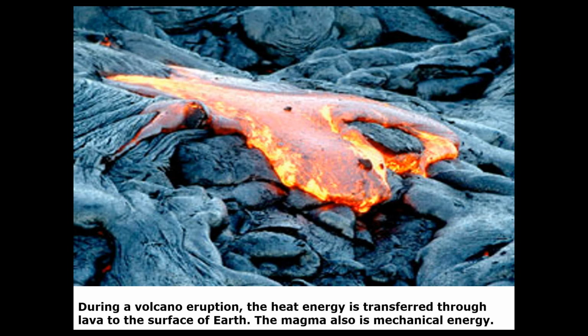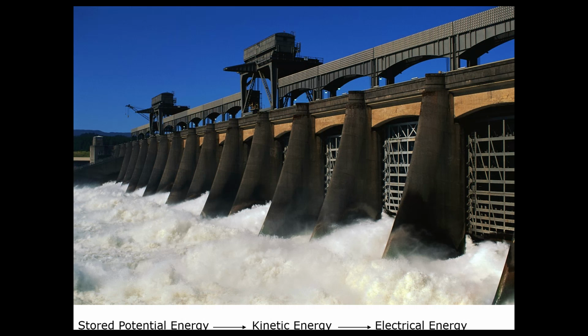Here's another example. During a volcanic eruption, heat energy is going to be transferred through lava to the surface of Earth. There's lots of different energies that are present when a volcano is erupting. You've got sound energy, light energy, definitely heat energy, chemical energy. And then eventually that lava is going to stop flowing. It's going to cool, and then it's just going to kind of sit there as a rock. And so all of that energy is converted into a potential energy. So you can see that energy transformation here as well.